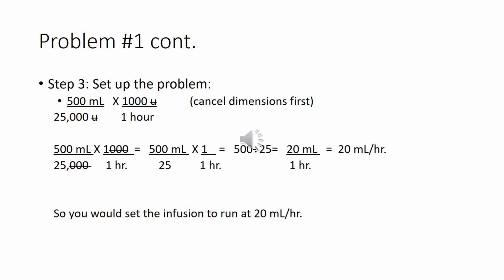So step 3 of this problem, you're going to set up the problem. You're going to put your 500 mils over your 25,000 units, and you see on the other side, you've got the X. On the other side of the equation, you've got 1,000 units, and you've got 1 hour. As with these cross multiplications, remember we're going to cancel out matching units, which means we're going to get rid of the U, which is then going to leave us mils on top and hour on the bottom.